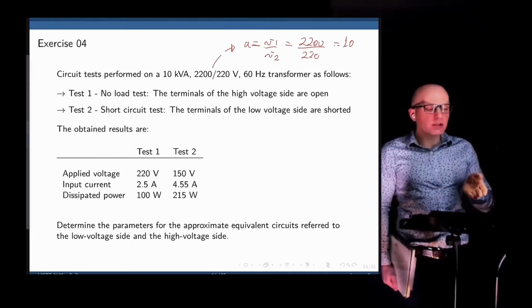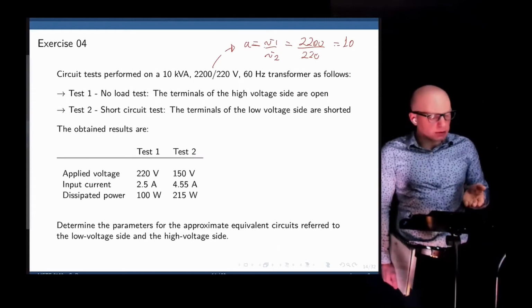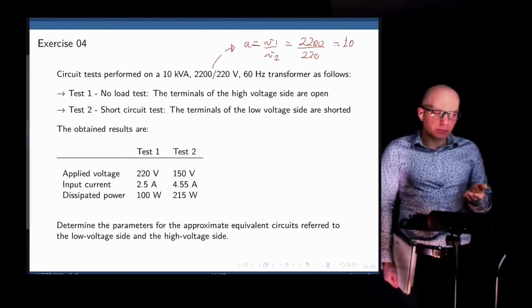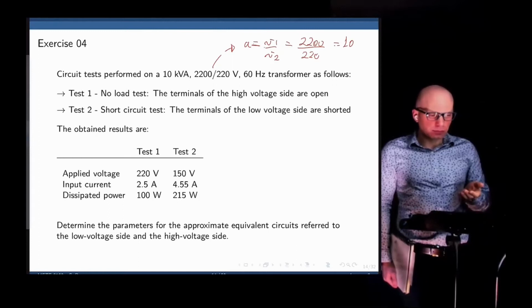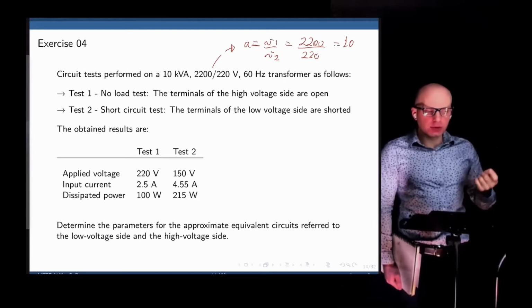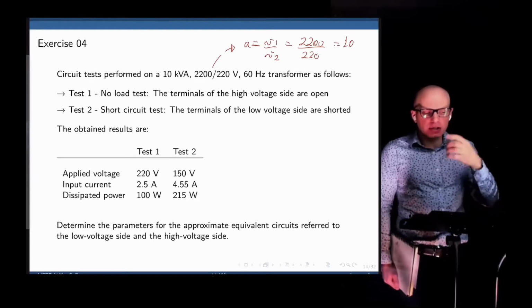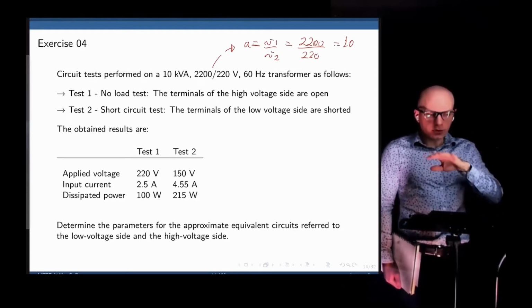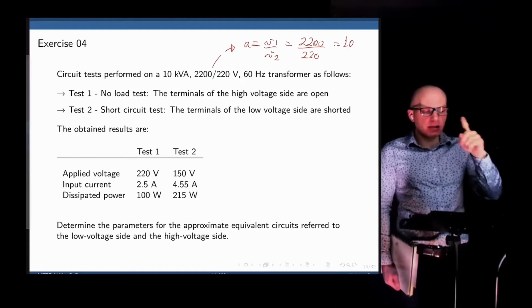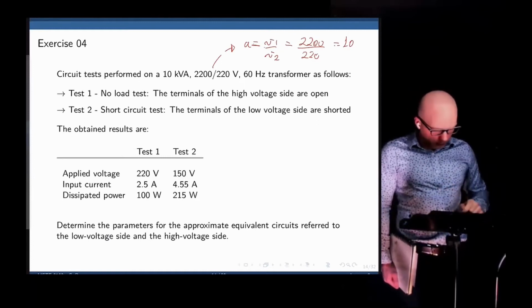Question: where is this current going? If the terminals are open on the other side, where is there an input current? It's loading the transformer. In other words, it's magnetizing the core of the transformer, and the totality of the power input is dissipated in core losses in the form of joule losses. That's where that 100 watts comes from.